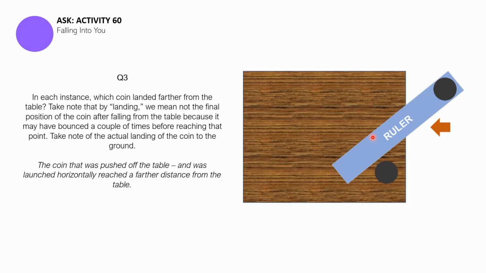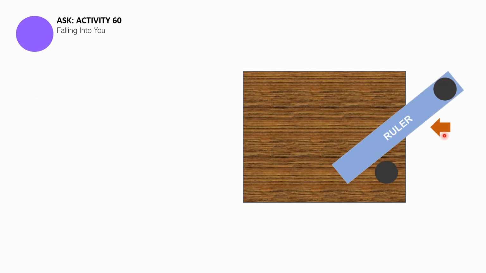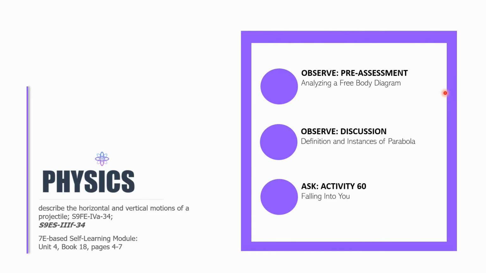Next, question number 3. Yung coin na na-push off the table, itong coin na to, and was launched horizontally, is going to reach a farther distance. Mas malayo yung marireach niya, okay? Yung landing area nito, mas malayo kumpara sa coin na to na basta lang nahulog. Okay? I think you have similar observations. Syempre na-launch ito, so talagang medyo lalayo siya. Ito namang isang to, nahulog lang siya, so yung landing area niya is katapat lang nitong area na to. Okay? Okay, so yeah, that is done.